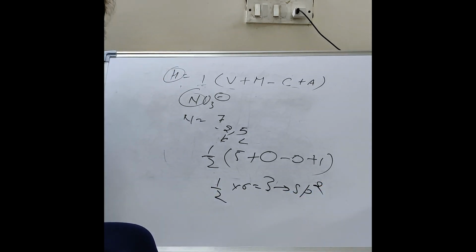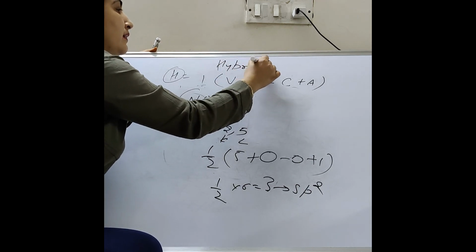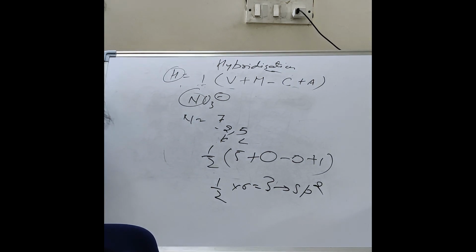So this is the quick revision of hybridization. You can calculate any kind with this formula. I hope this is helpful to you.